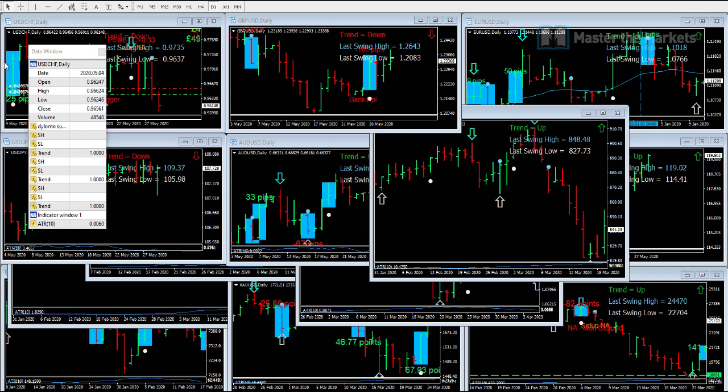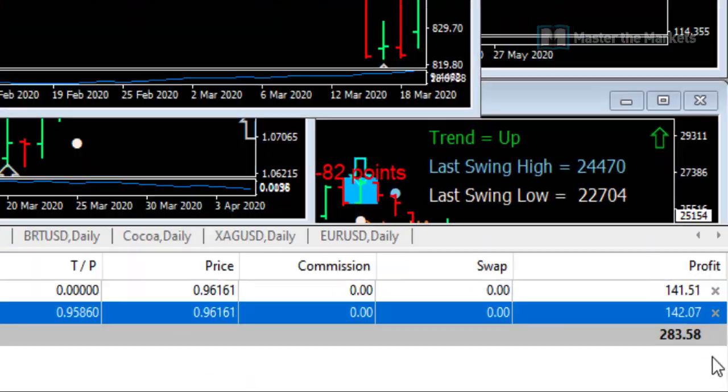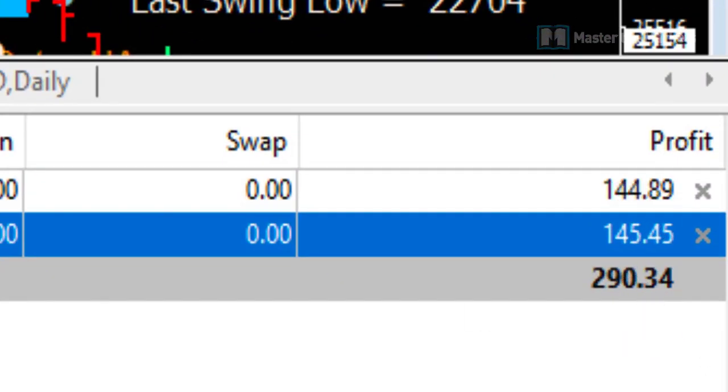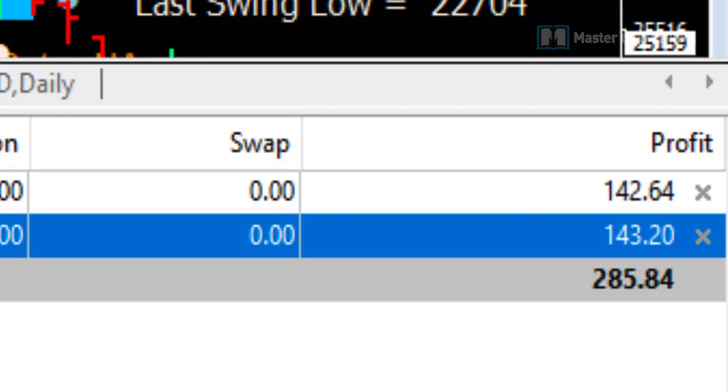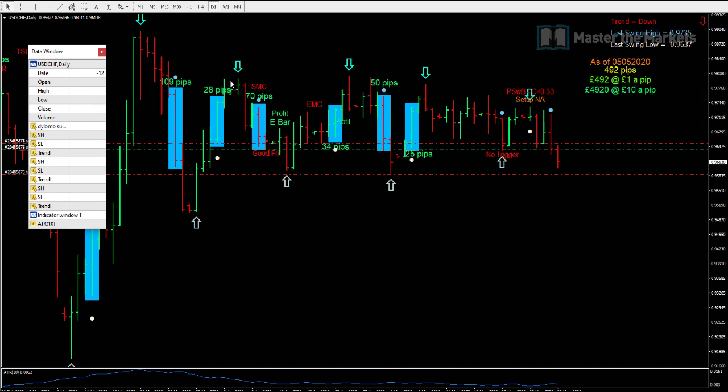So today we are actually on the dollar Swiss trade, just a little bit up on 283 pounds over here at Master the Markets in terms of our cash in 4.0 strategy. Right, so let's take a look in terms of a topic, and then we'll go on into today's analysis and then into our performance for the week as well. So let's take a look now.